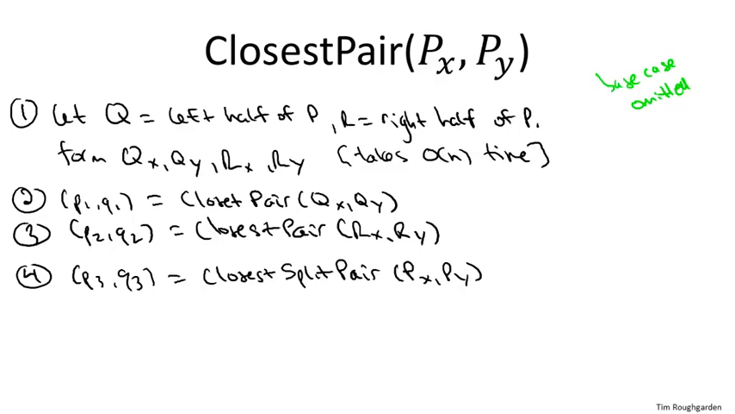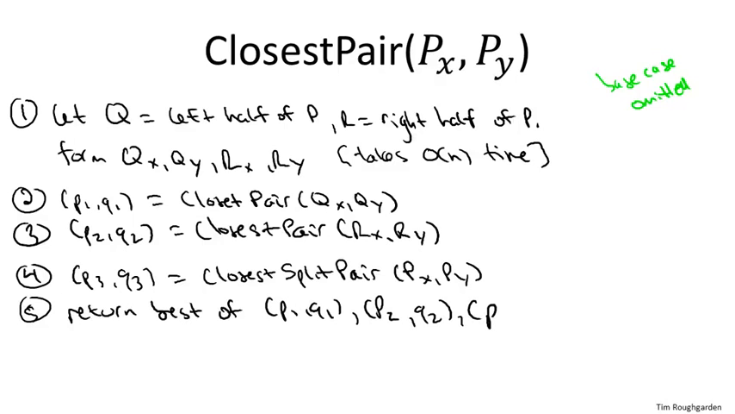Steps 2 through 4 compute the closest pair in each of those categories. So those are the only possible candidates for the closest pair, and we just return the best of them. So that's an argument for why, if we have a correct implementation of the closest split pair subroutine, then that implies a correct implementation of closest pair.